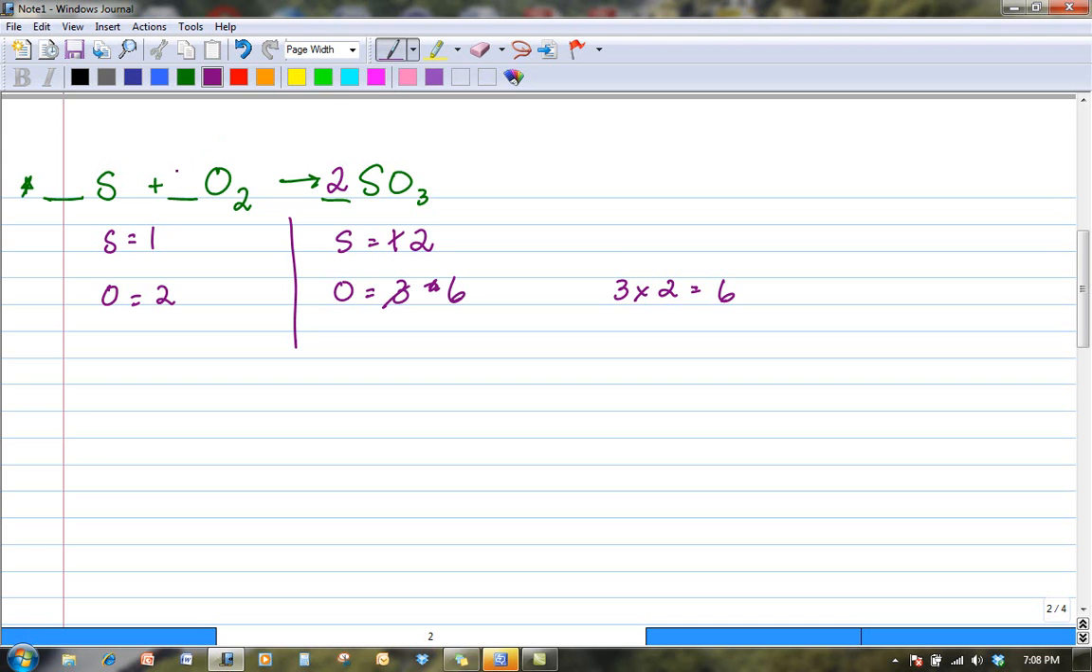Over here on the other side, to get 6 oxygens, I'm going to put a 3 there. And 3 times this 2 is 6. And then over here, in order to get 2 sulfurs, I'm just going to put a 2 there as a coefficient for sulfur. And that changes this. So there we have it. 2 sulfurs on each side, 6 oxygens on each side. This also is a balanced equation.